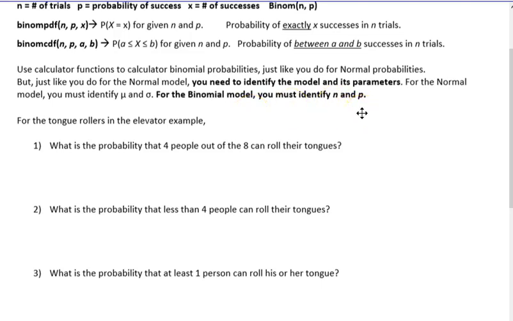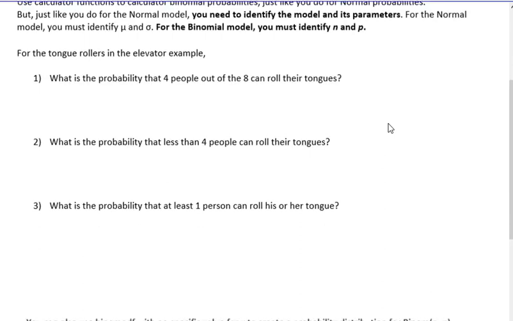And for right now, because you are going to potentially need to be familiar with the formula, I want you to use the formula as well. You don't have to use it to calculate, but I would like you to set it up. So here's what you would do for something like this.